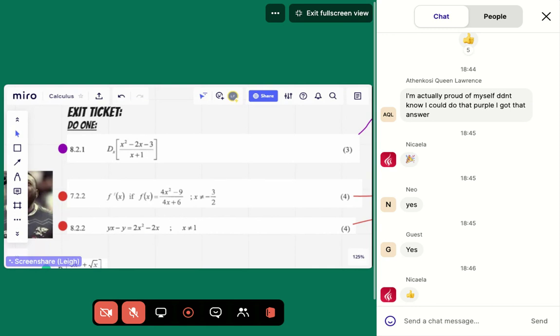Well, just try one. So there's either the purple one, which is quite straightforward, or you can try 7.22 or 8.22. So I'm going to give you a couple of minutes to work on that, and then we'll discuss that and then we'll wrap it up. Okay. If you've got any questions, just shout, please.